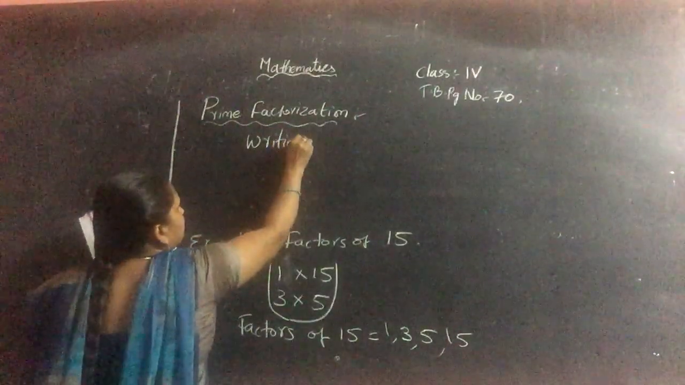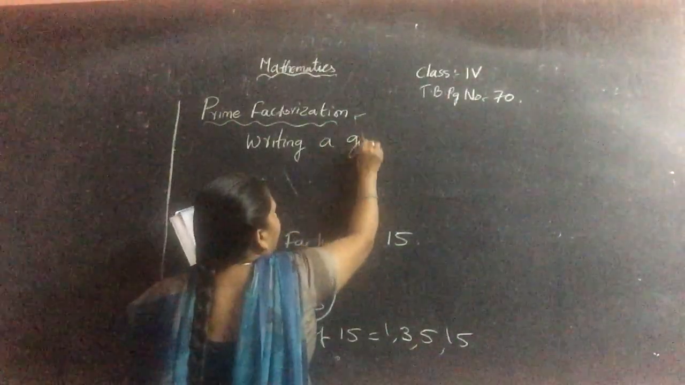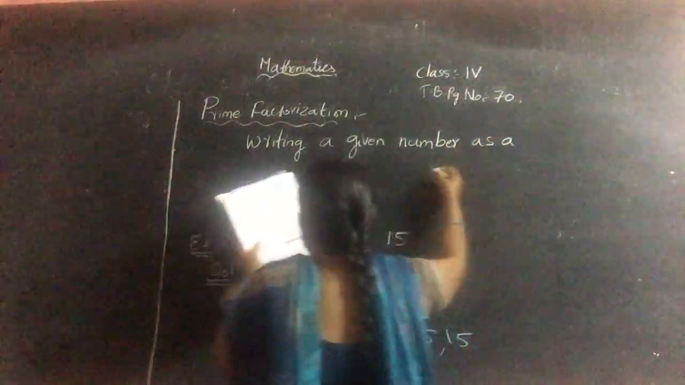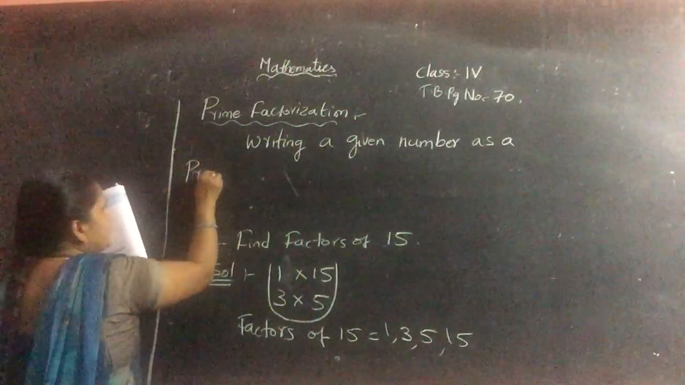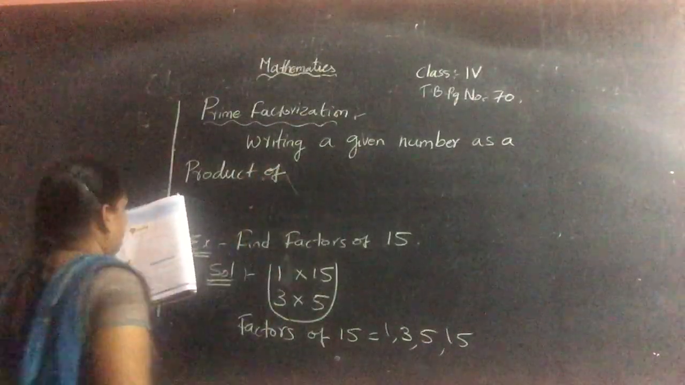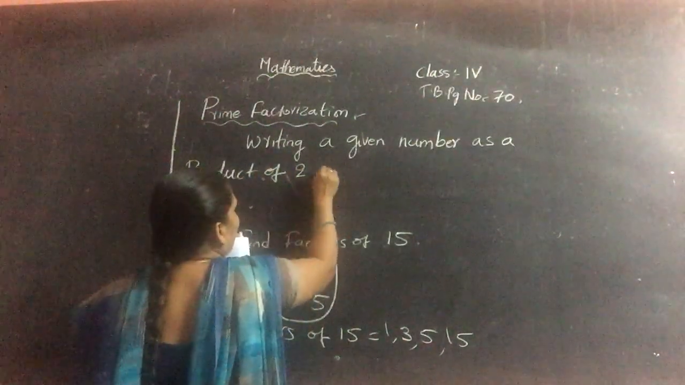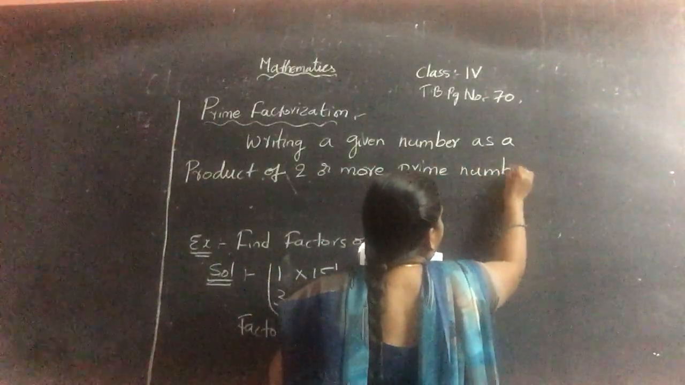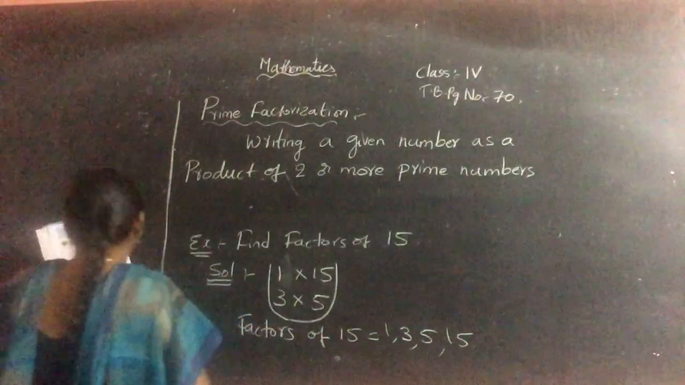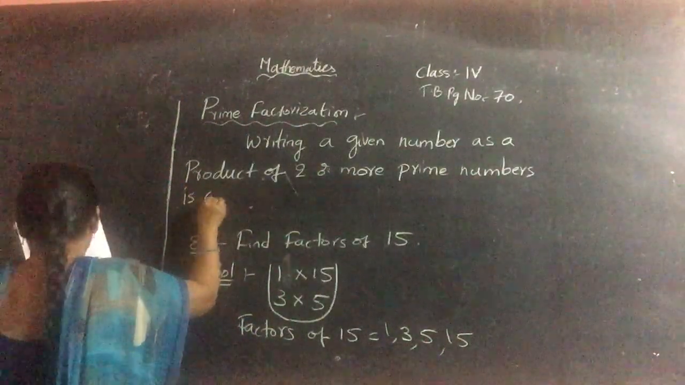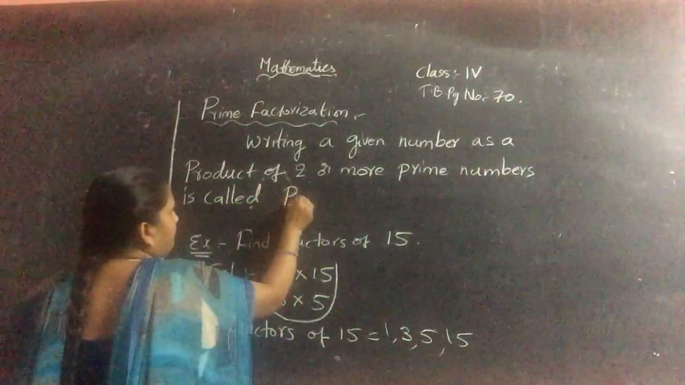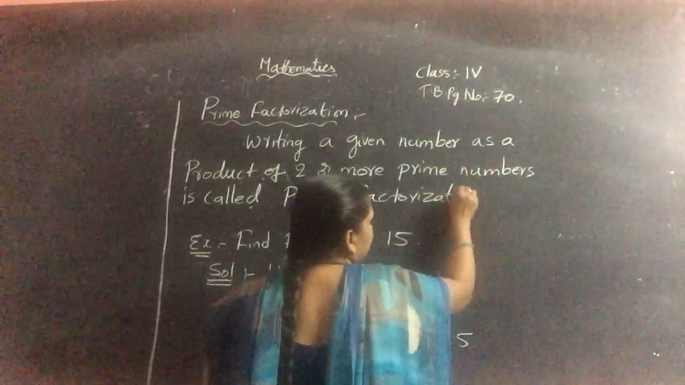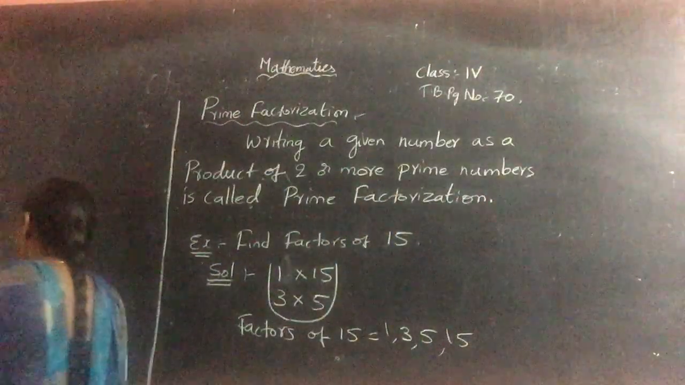Writing a given number as a product of 2 or more prime numbers is called prime factorization.